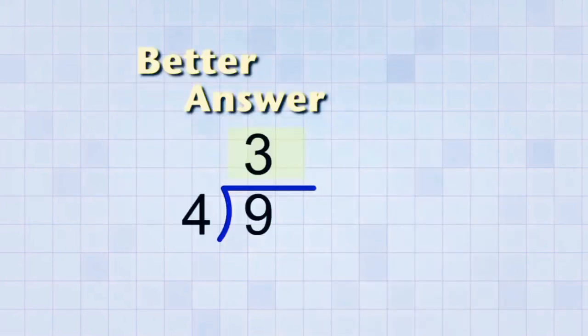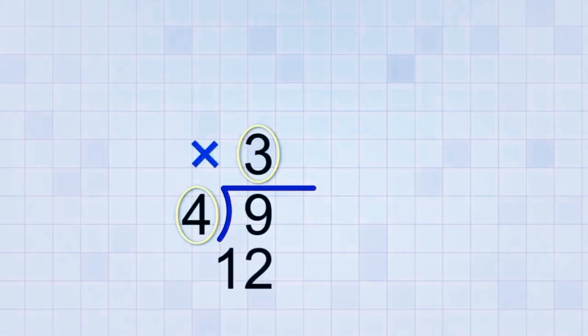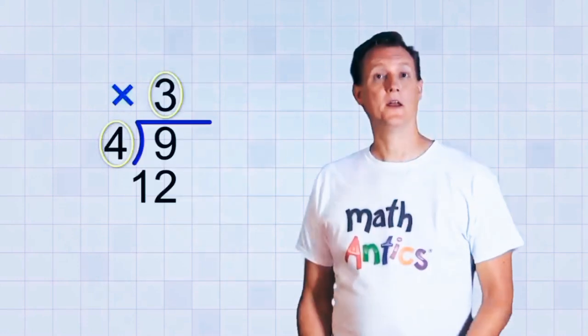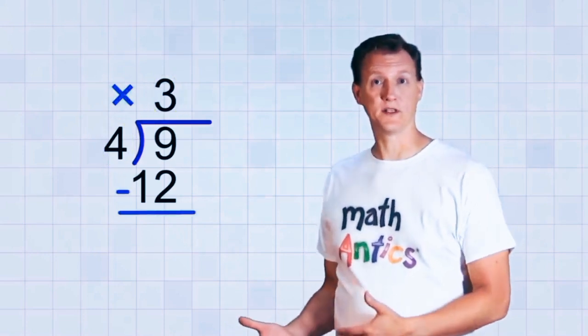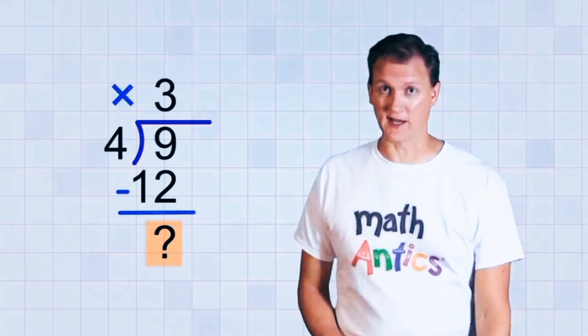So, I put a 3 in the answer space, and then I follow the next step of the procedure like I did before. I multiply the answer I chose, 3, by the number of groups, 4, and I write the answer to that multiplication problem, 12, down below the number we're dividing up, the 9. Now I can subtract that number to see what my remainder will be. Or can I? This looks like trouble again.